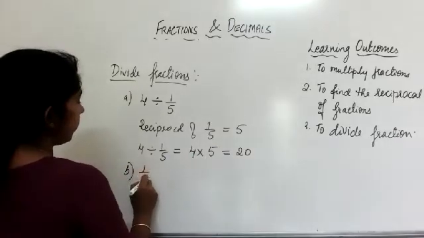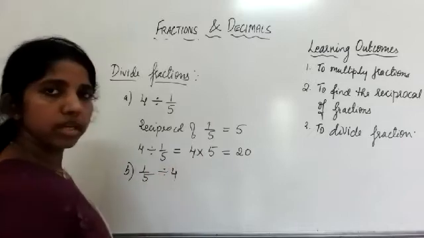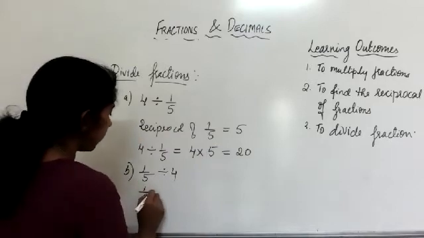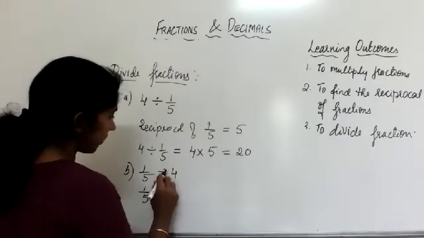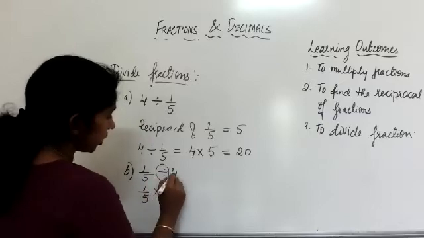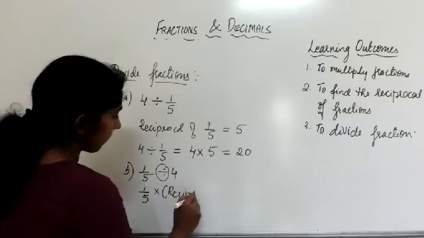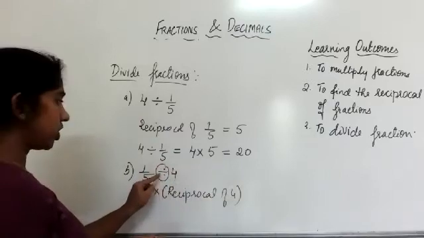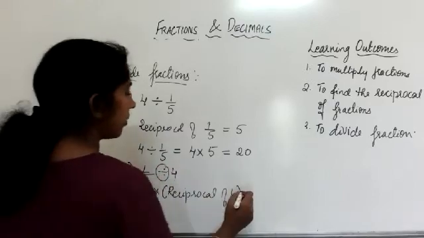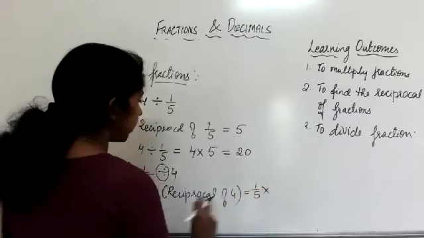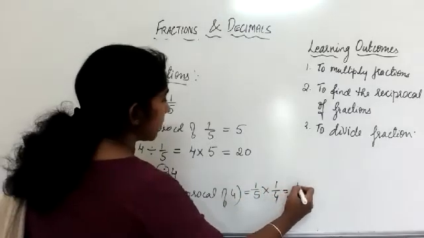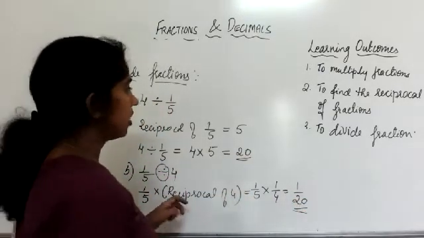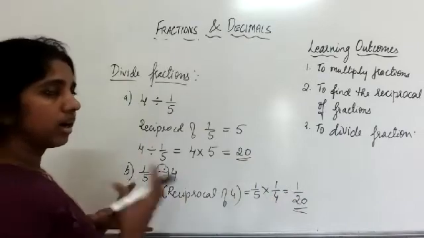Next case. Now 1 by 5 divided by 4. In this case, what happens? When your division is converted to multiplication, you have to take the reciprocal of 4. This is the method for dividing. So 1 by 5 into the reciprocal of 4, which is 1 by 4, gives 1 by 20. Clear?